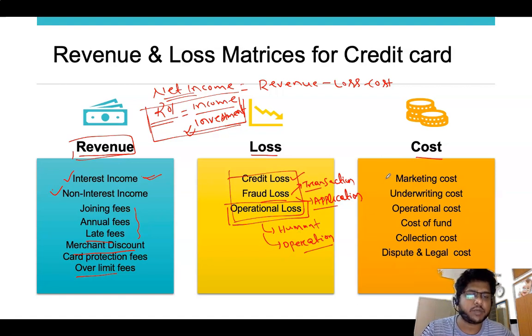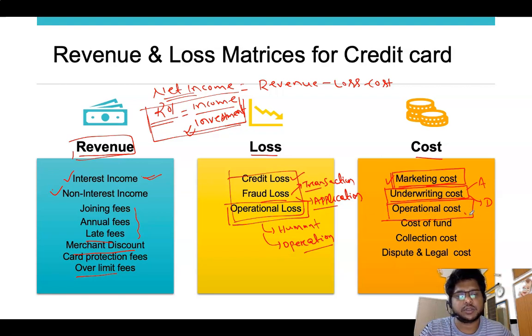On the cost side, you have marketing cost. These are the campaign costs and all other marketing expenditures in order to brand and market the products. Underwriting cost: once a customer applies for the loan, there are costs incurred in order to approve or decline the credit card. That is the underwriting cost. Operational cost: once the customer is approved and booked, you need to manage the credit cards, the reward programs, the payments, all of the stuff, and for that you incur an operational cost in terms of expenditure towards salaries and employees, office spaces, hardware, software, all that.